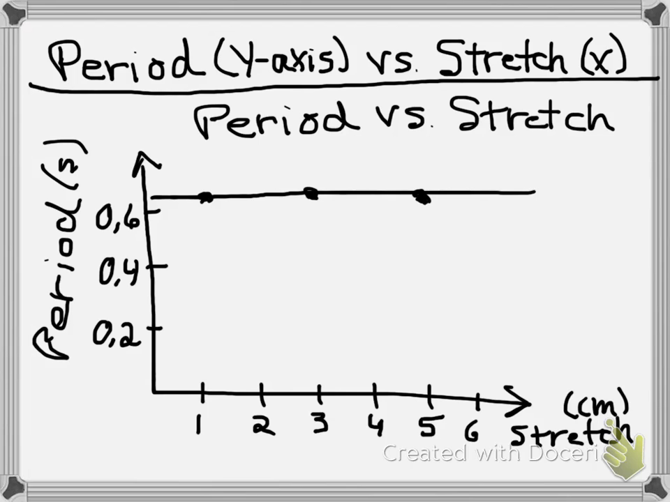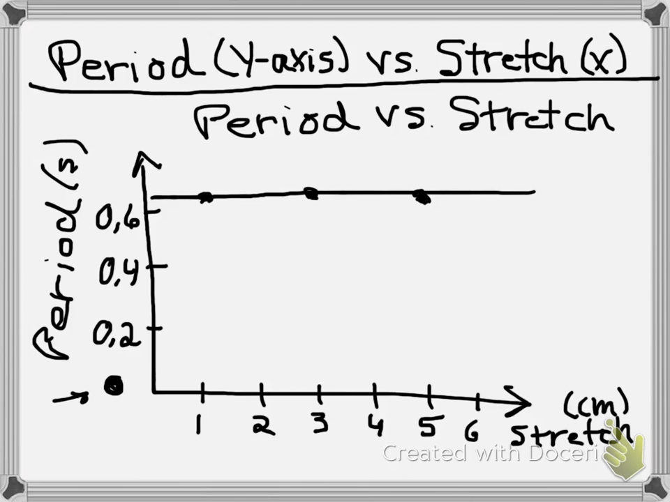You have to put the period on the y-axis, the stretch on the x-axis. Now, one thing you have to remember to do is label your y-axis and make sure each grid on that y-axis is worth the same exact amount. So I start with 0 at the bottom right here, and I count up by 0.2, 0.2, 0.4, 0.6. The next one would be 0.8.